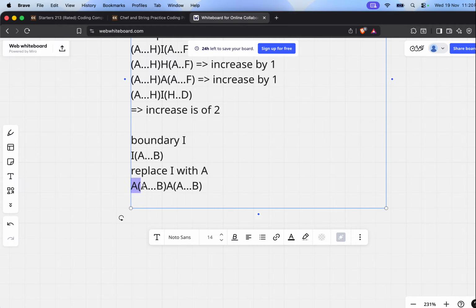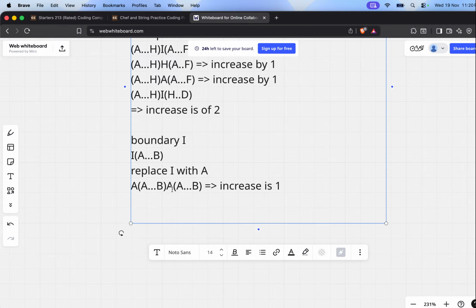Then this I is replaced with A, and another string of the same type is concatenated again. Now, what is the increase in score? This A matches with this A, increases 1. This A matches with this A, increases 1. Similarly, if we had replaced it with B, the increase was equal to, okay, so here is an increase and here is an increase. So increase is actually 2. Here it increases only by 1 because only this B matches with this B. Okay.